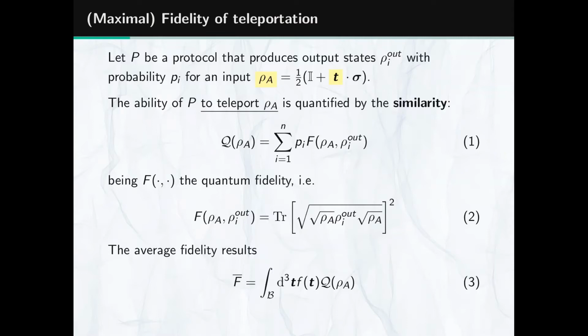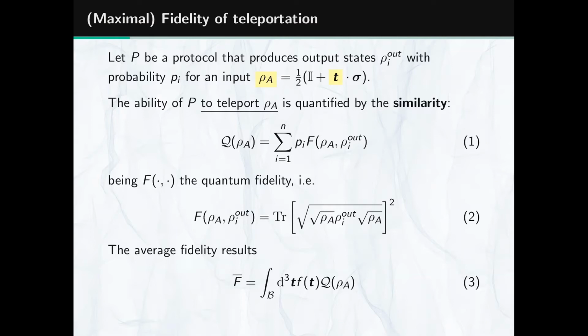Here we have a lot of output states, and here the state we want to teleport. Then we compare this state with this set of states using the quantum fidelity, which is given by equation 2.